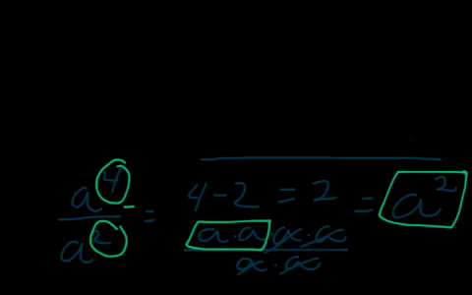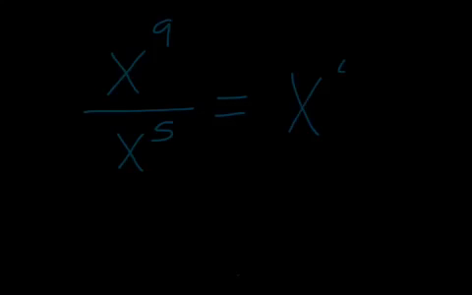So let's try a couple of practice ones. What would x to the 9th divided by x to the 5th be? If you said x to the 4th, you're correct. 9 minus 5 equals 4.